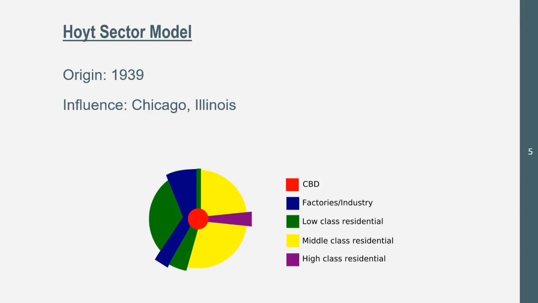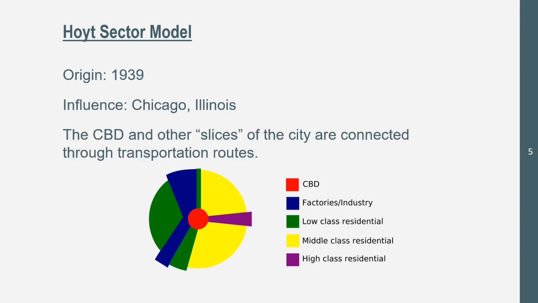Now let's get into the next one, the Hoyt Sector model. Its origin was 1939, and we can kind of see this was kind of close to that concentric zone model. This model was trying to be an updated and better version of that model, and its influence was also Chicago, Illinois. The CBD and other slices of the city are connected through transportation routes. So that's pretty cool to know.